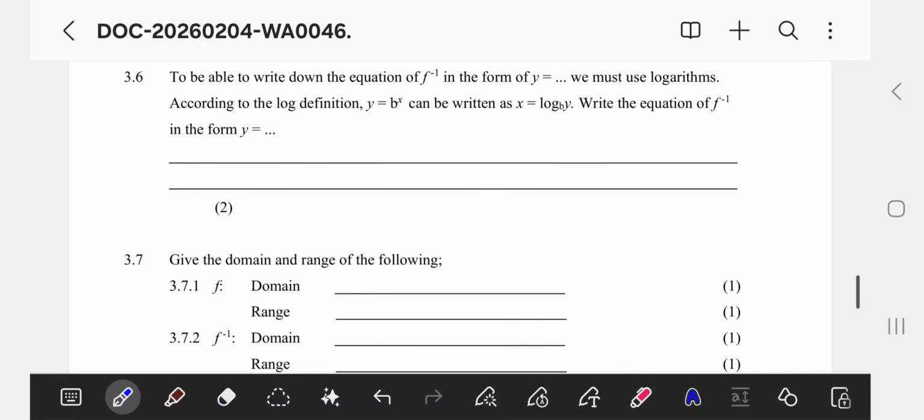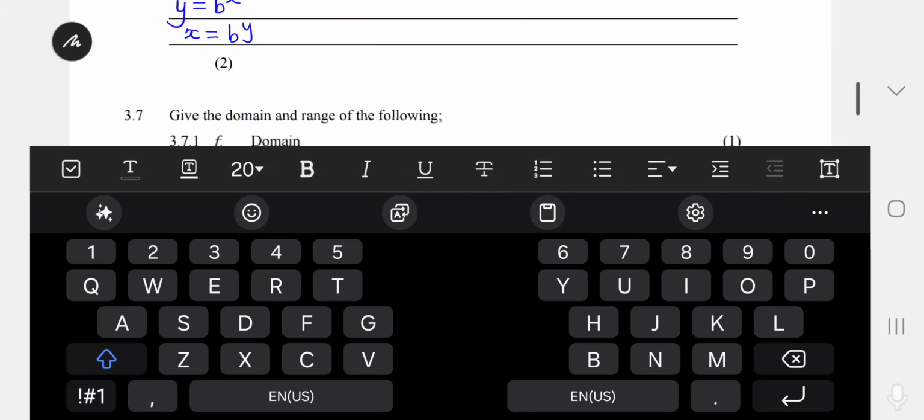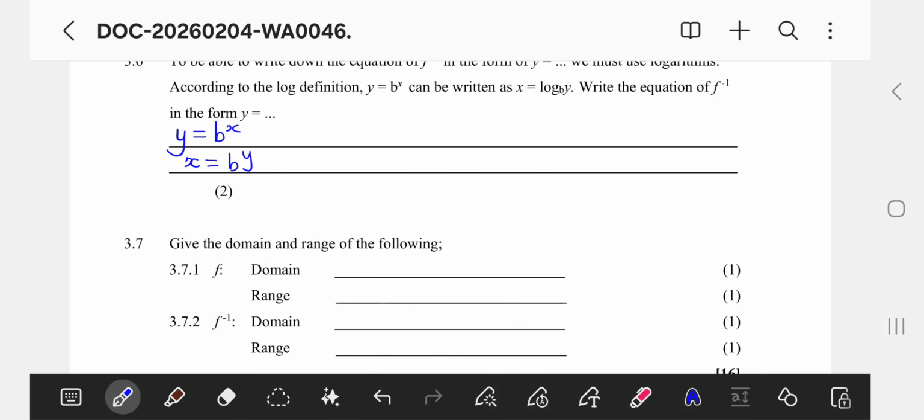Now, just to show you how we are going to get the equation of the inverse, starting off with what we have, y is equal to b to the power x. The first thing we're going to do is swap x and y. So we have x is equal to b to the power y. Now we want to make y the subject of the formula, but y is here in the air as an exponent. So we need to bring y to ground level in line with everything else. And the only way for us to do that is if we introduce log.